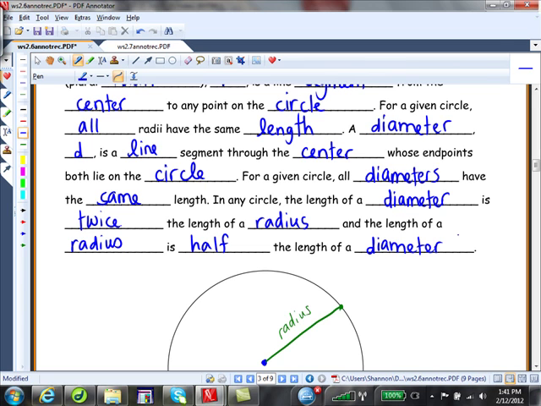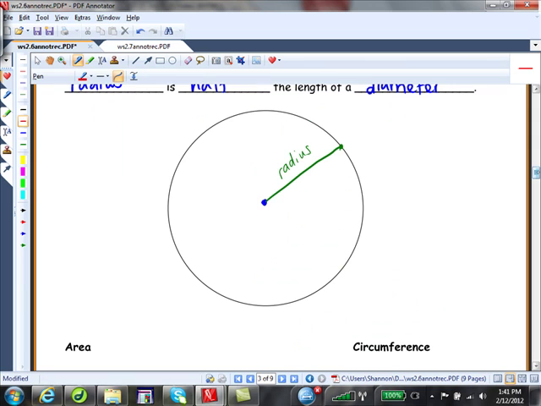There's a relationship there. So let's go ahead and draw in the diameter of a circle. So notice if I did, do you see that would be a radius? And if I kept going to the other end, I would then have a diameter.